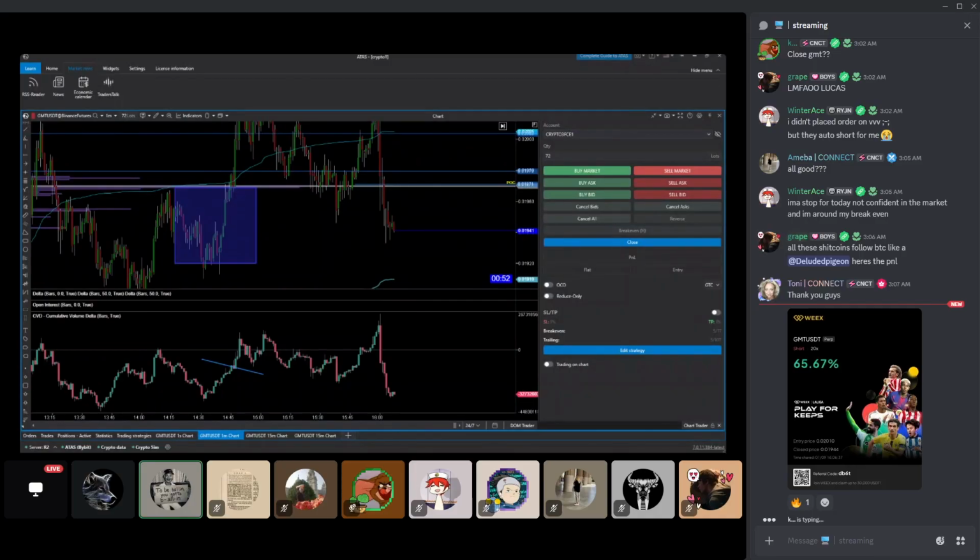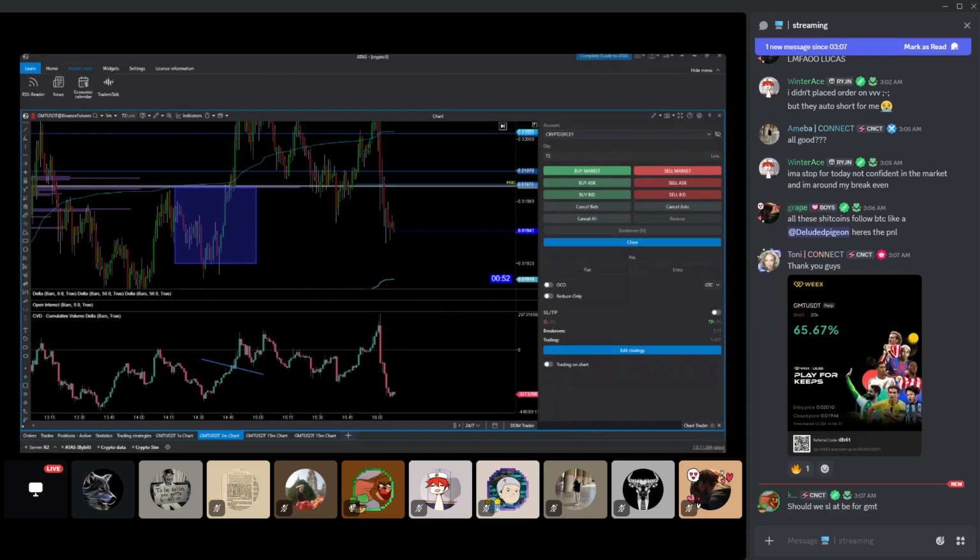Go on, long it. Sue's right. We have to put actual stakes on the line. Set your stop loss at break even. No, a bit above break even actually, because it could. Oh, that's nice then.